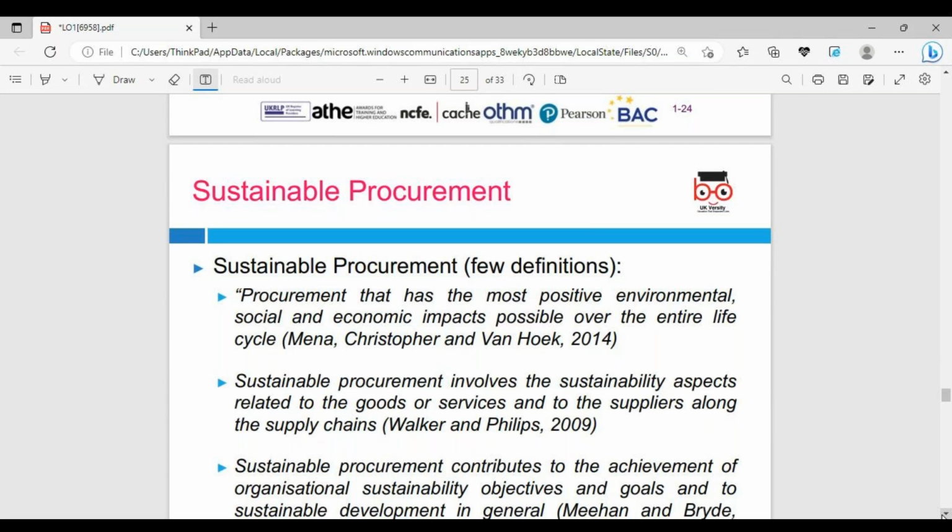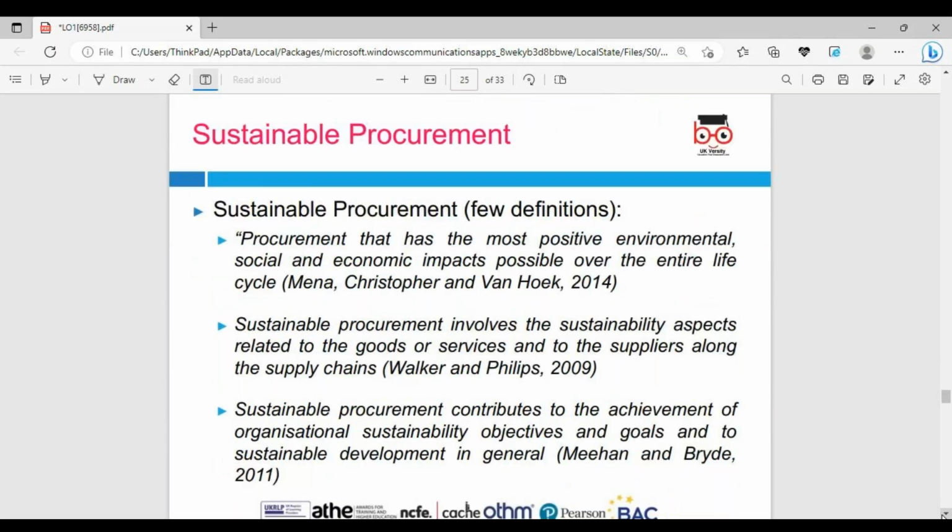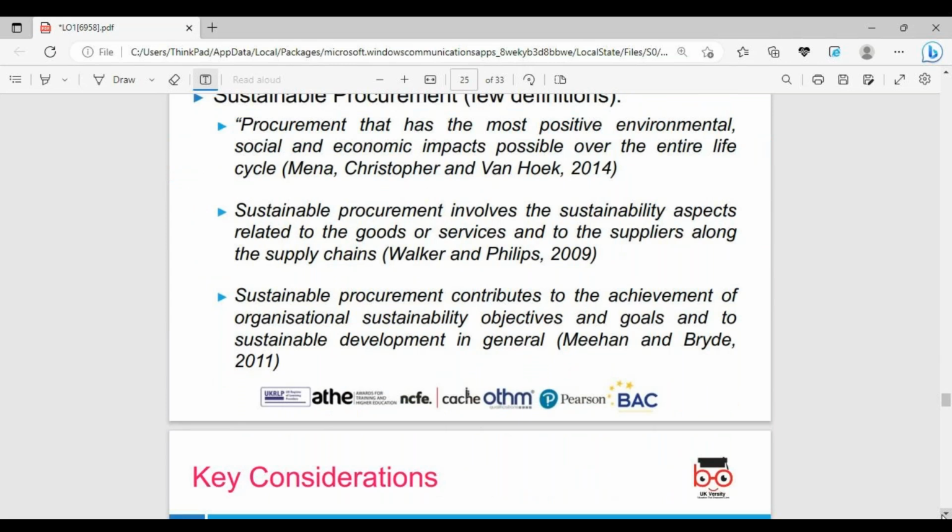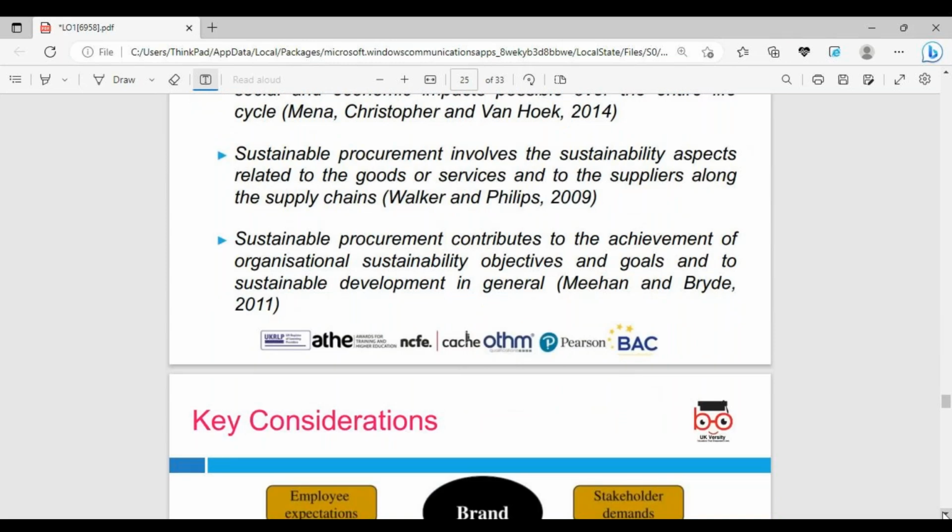Sustainable procurement involves the sustainable aspects related to the goods, services and supplies along with the supply chain. We need to make sure sustainable procurement contributes to the achievement of the organization's sustainable objectives, like profit and planet. There is a concept called the triple bottom line, and sustainability, according to the UN definition, is meeting the needs of the current generation without compromising the needs of the future generation.